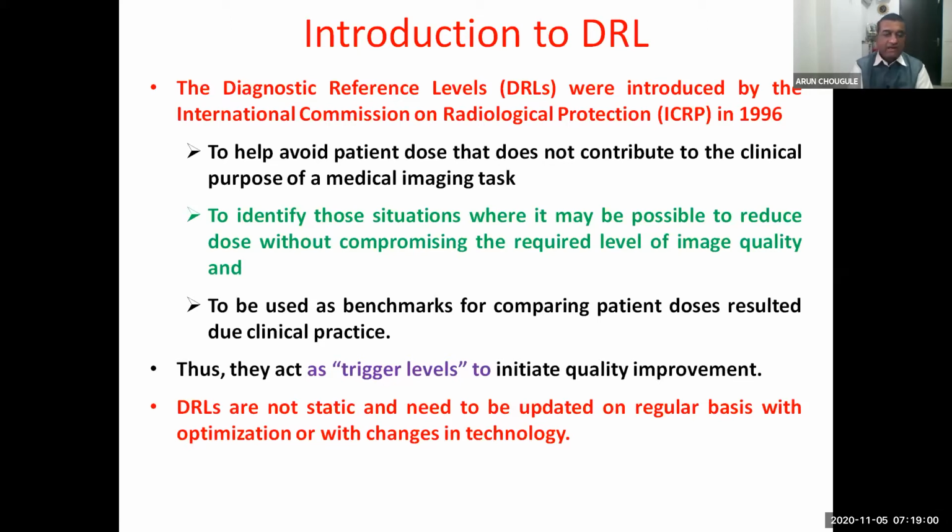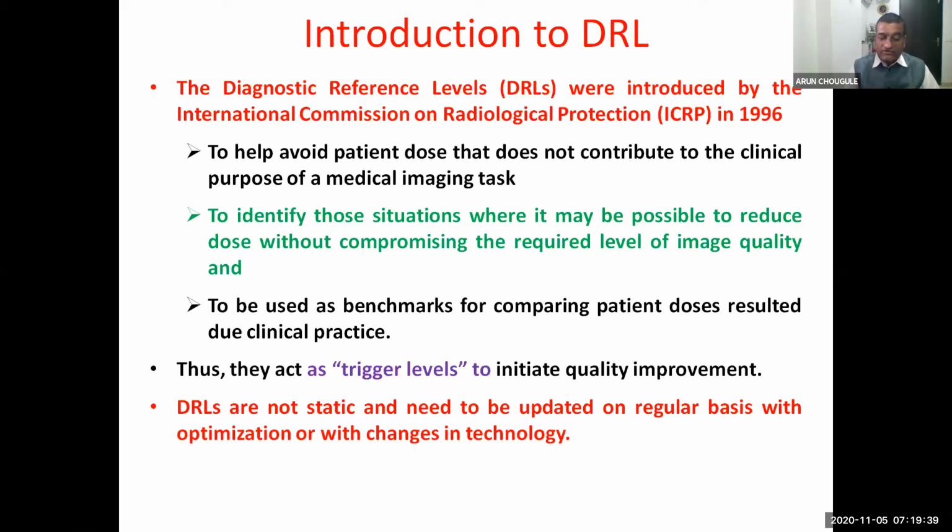Keeping that in mind, you can bring down radiation dosage to be used as a benchmark for comparing patient doses resulting from clinical practices, and thus they act as trigger levels to initiate quality improvement. It means that if DRLs are set in a country, and in my hospital, for the same kind of investigation, the same range of patient, my doses are very high or very low, something is wrong. I have to look into that thing. That is a trigger level.